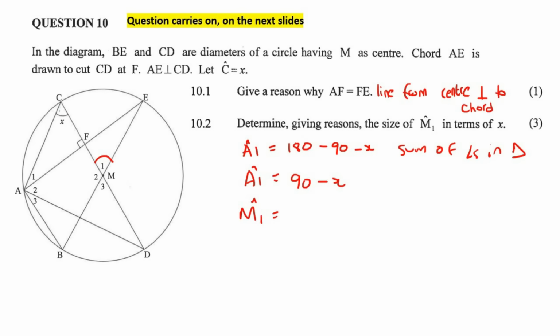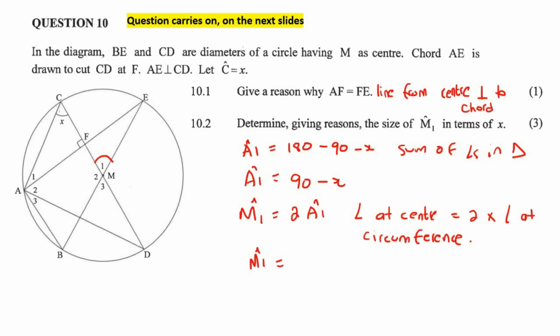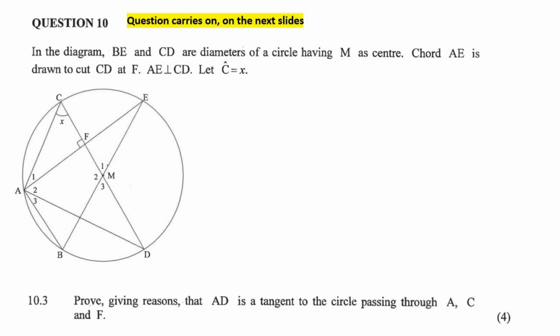So we could say M1 is going to be equal to 2 times angle A1, and that is because angle at center equals 2 times angle at circumference. So this means that angle M1 is then going to be equal to 2 times 90 minus x, and that's going to end up giving us 180 minus 2x. So I'm just going to fill that in for us. We know that M1 is now 180 minus 2x. We know that A1 is 90 minus x.